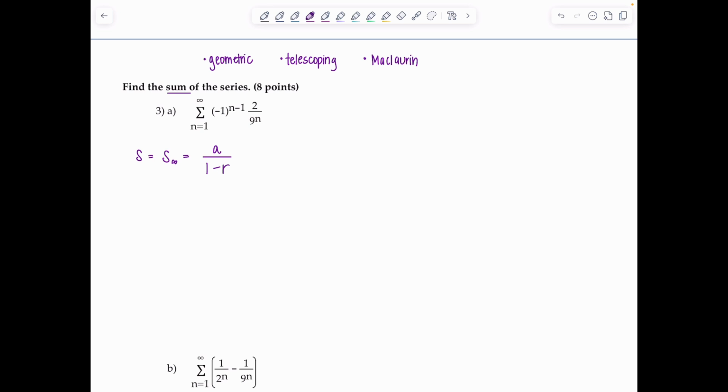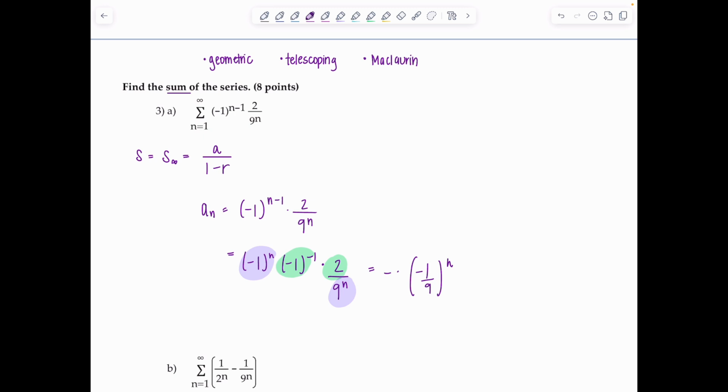So can we figure out what r is? It might be kind of tricky. So the terms of the series are negative 1 to the n minus 1 times 2 over 9 to the n. Let's break it up because everything that's being raised to the n is your r. So we have negative 1 to the n times negative 1 to the negative first times 2 over 9 to the n. I'm going to group these two guys together. You see that? Because they're both raised to the n. So we've got negative 1 over 9 to the n. And then what is all this? Negative 1 times 2. So that's negative 2. So r is negative 1/9.